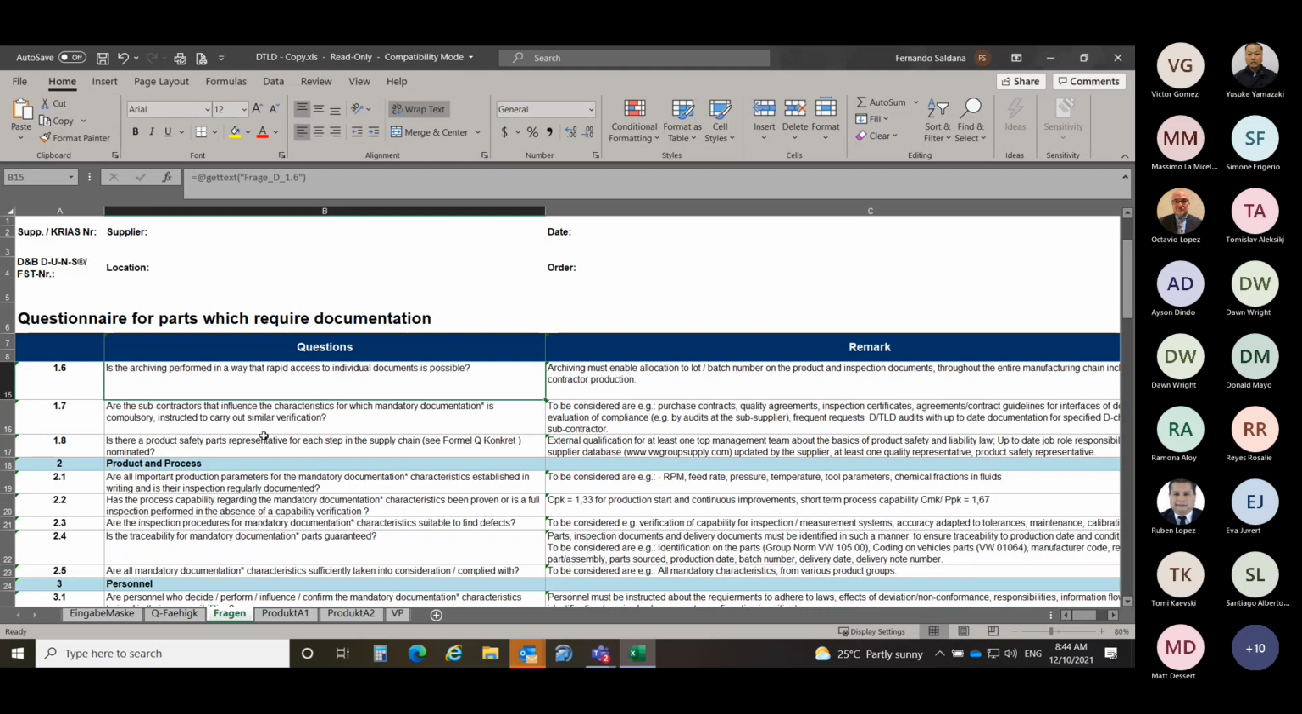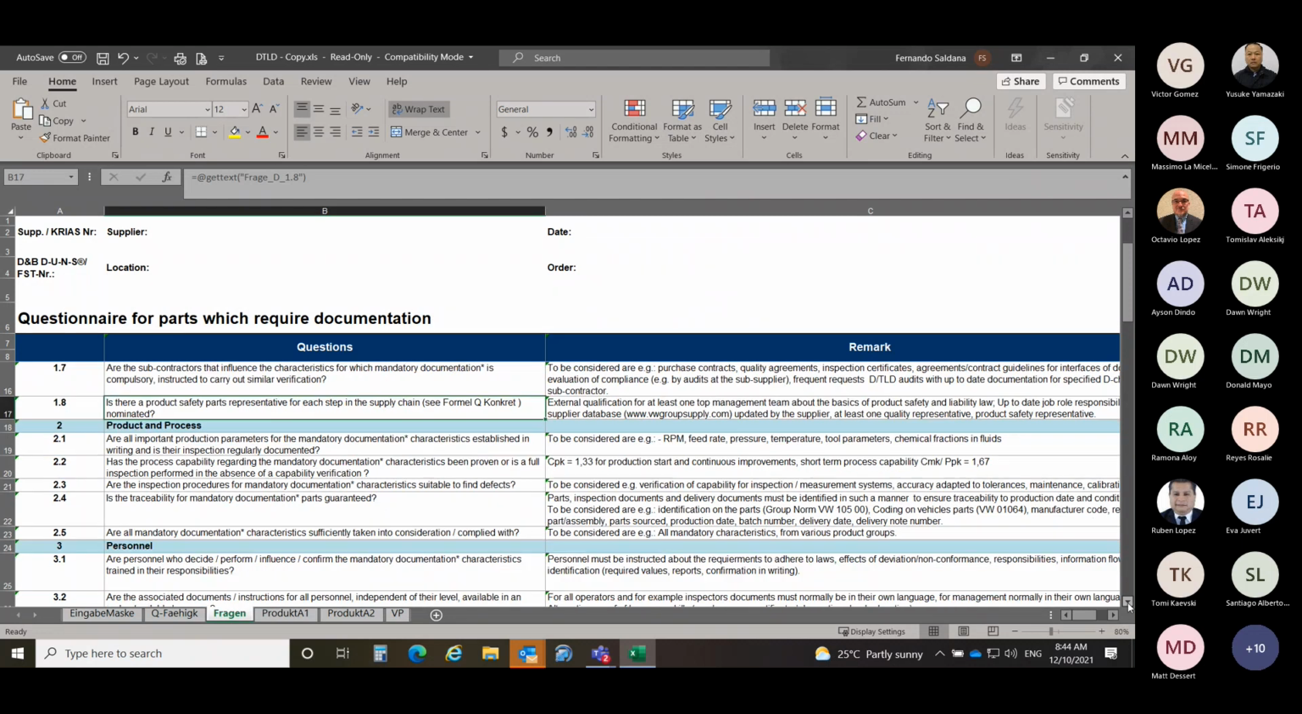1.7 is asking whether the subcontractors or suppliers that influence the characteristics for which we require mandatory documentation are also instructed to carry out a similar process, which is what we are doing now. We are instructing you to perform this assessment, and that's part of the requirements. Also, every single supplier should have a product safety representative in the plan, the PSB. The question here is if there's a PSB in your plan.